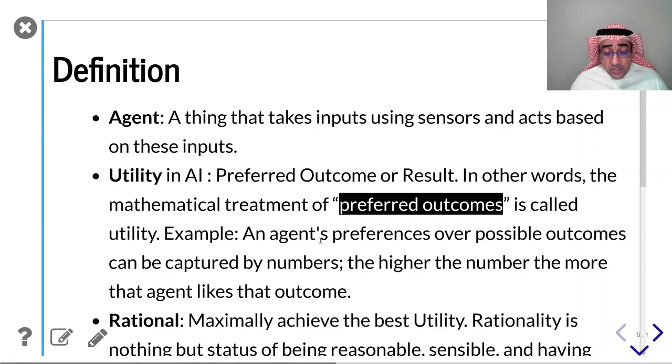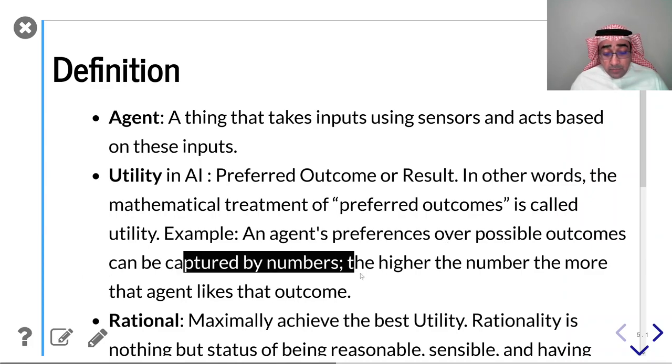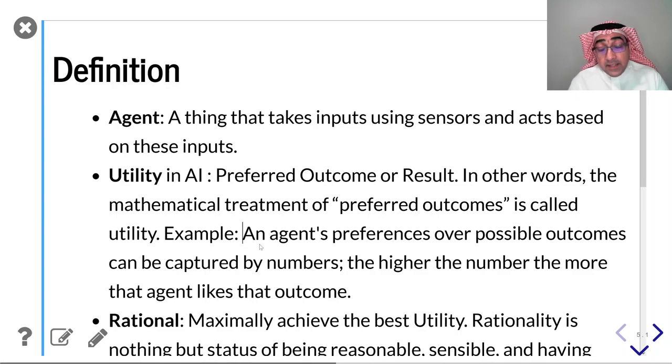So for example, an agent's preference over possible outcomes can be captured by numbers. What we try to do is take the outcomes that it can produce and translate them to numbers. Now, why numbers? Because at the end, we have to work with computers, and computers work with numbers. They work with zeros and ones. So we want to take whatever output we have and translate it to numbers. The higher the number, the more the agent likes that outcome, okay? So basically, this is what we want.